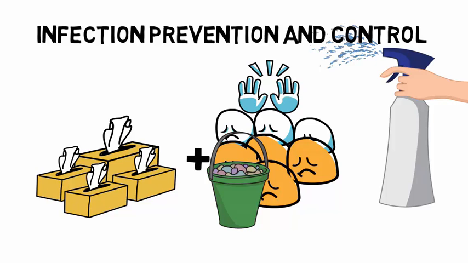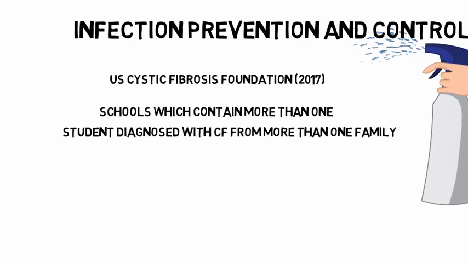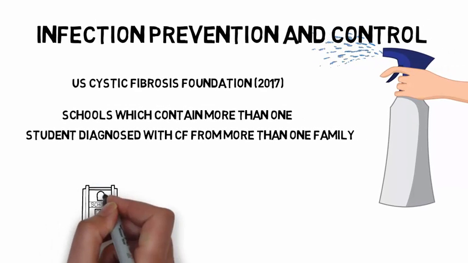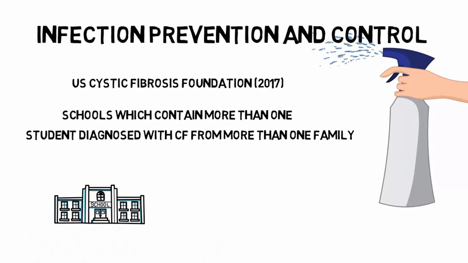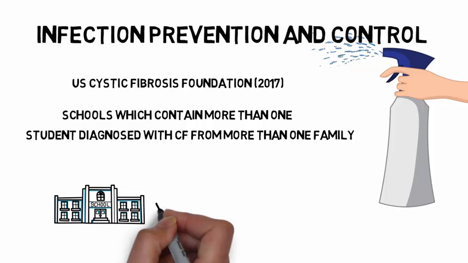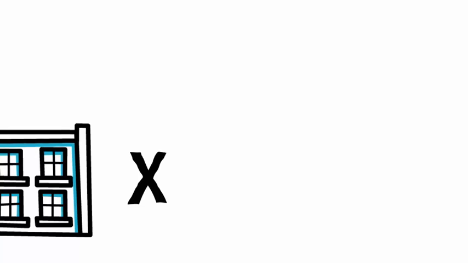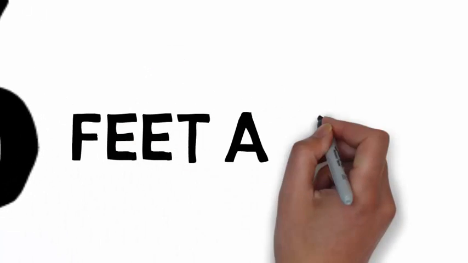According to the U.S. Cystic Fibrosis Foundation, schools which contain more than one student diagnosed with cystic fibrosis who are from different families should remain a minimum of 6 feet away from others who are sick or who have CF. This is to reduce the risk of the spreading of germs and contagion.